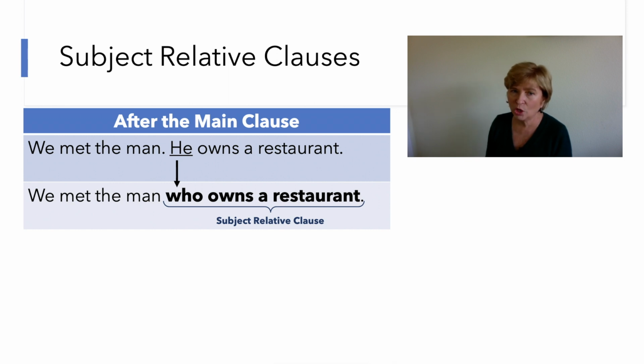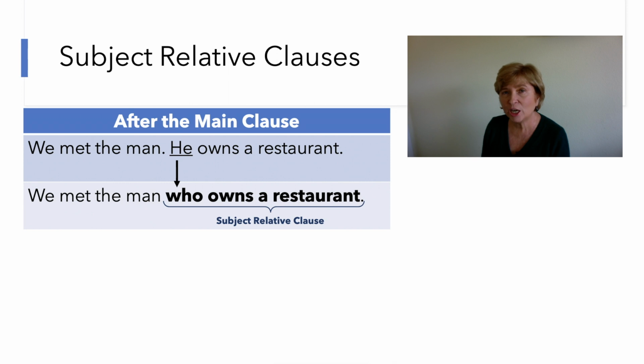This sentence has two clauses. The first one is, we met the man. That, of course, can be a sentence all by itself. We met the man. But we want to tell you which man we met, so we're going to say, we met the man who owns a restaurant. Who owns a restaurant is a clause. It has a subject, who, and a verb, owns, but it doesn't make any sense when we say, who owns a restaurant. Now, if there were a question mark at the end of this, it's kind of weird because we don't know which restaurant you're talking about, but grammatically speaking, it's a correct sentence.